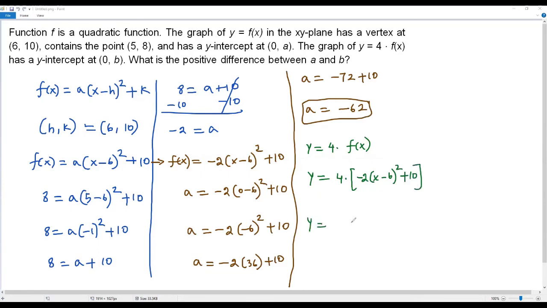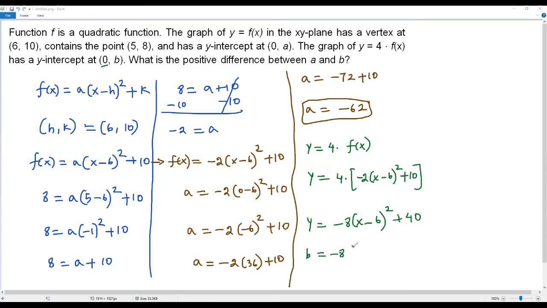So then I'm getting y equals, now I can distribute the 4 to this one and this one. When I distribute the 4, 4 times negative 2 is negative 8 times (x minus 6) the whole squared, and 4 times 10 is 40. Now I got this function, y equals 4 times f of x, and for this function we have the y-intercept (0, b). So I can plug in the x coordinate 0 for x over here and the y coordinate b for y over here. Let me do it.